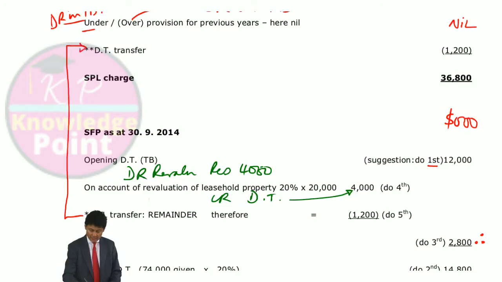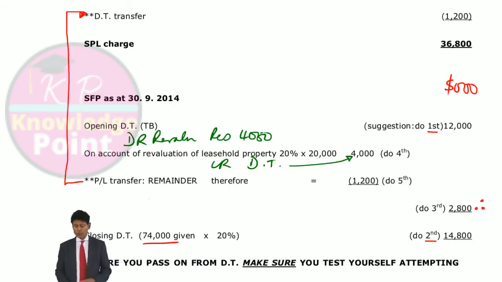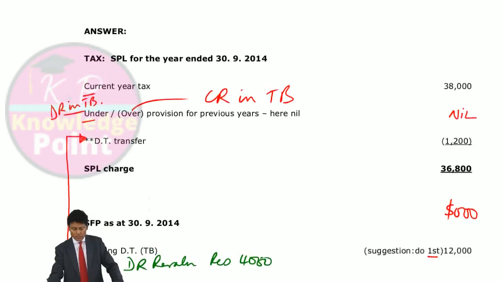You see, what makes it a bit awkward is that the 2,800 is so small. If you've got 4,000 being transferred to the revaluation reserve, credit deferred tax, debit revaluation reserve, the 4,000 being bigger than the 2,800, when you actually do your transfer to the P&L, it's a 1200 in brackets. Okay, that's pretty tricky stuff. That's about the worst you can get. And unfortunately, very often you do get that.